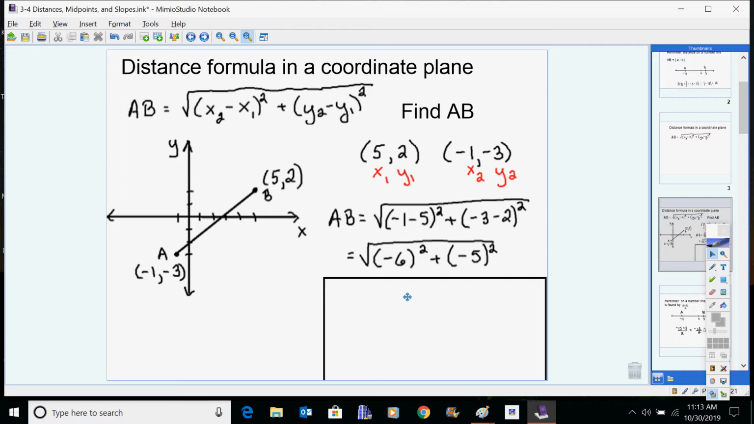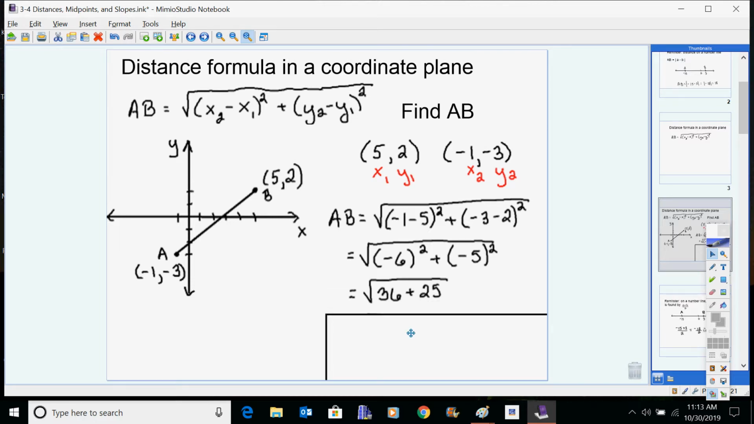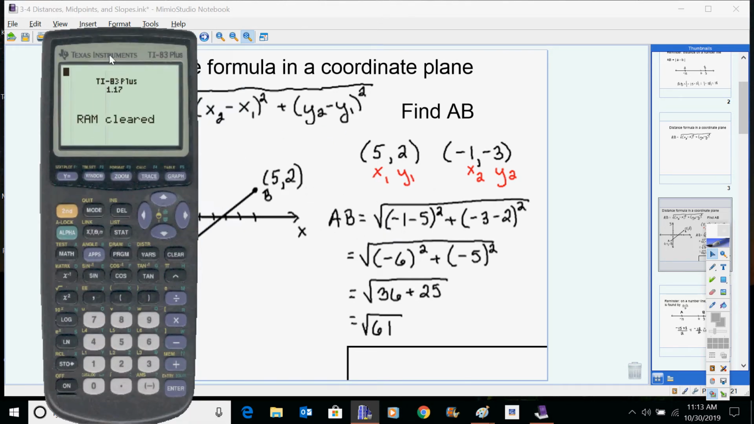So negative 6 squared gives you 36 plus 25. And we get this interesting answer of square root of 61. So if you have your calculator handy, you should practice this. If not, and if people want to, quietly, you can get yourself one. But you need to make sure you can find a square root.